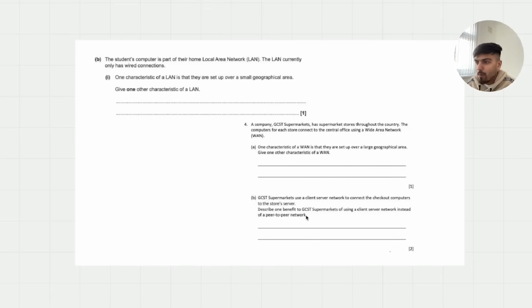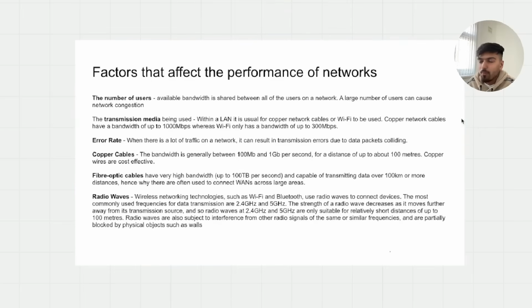Also, describe one benefit of the supermarkets using a client server instead of peer-to-peer. Remember, with questions like these, you have to apply it to the actual question. So what we can say here is that all files are stored centrally, so workers can access files from any computer they want. Now we move on to factors that affect the performance.